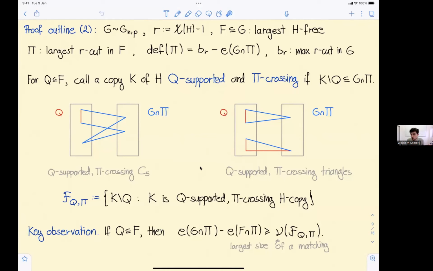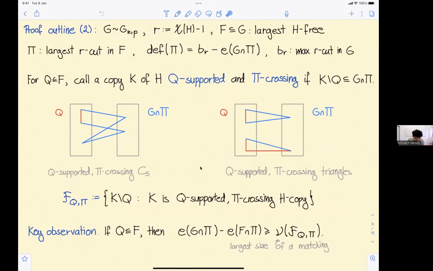Now, we need, of course, more than one such edge, and therefore the way to make this lower bound precise is to say by this F_Q,pi, we will define the sets of blue edges for every Q-supported pi-crossing copy of H. So here F_Q,pi will be this path of length 4, and here F_Q,pi will be this path of length 2 and this edge. Now, since for each such copy I need to remove at least one edge from G when I construct my F, it means that the total number of edges I remove will be at least the smallest size of a dominating set for this set of edges, but the smallest size of a dominating set will be lower bounded by the size of a matching.